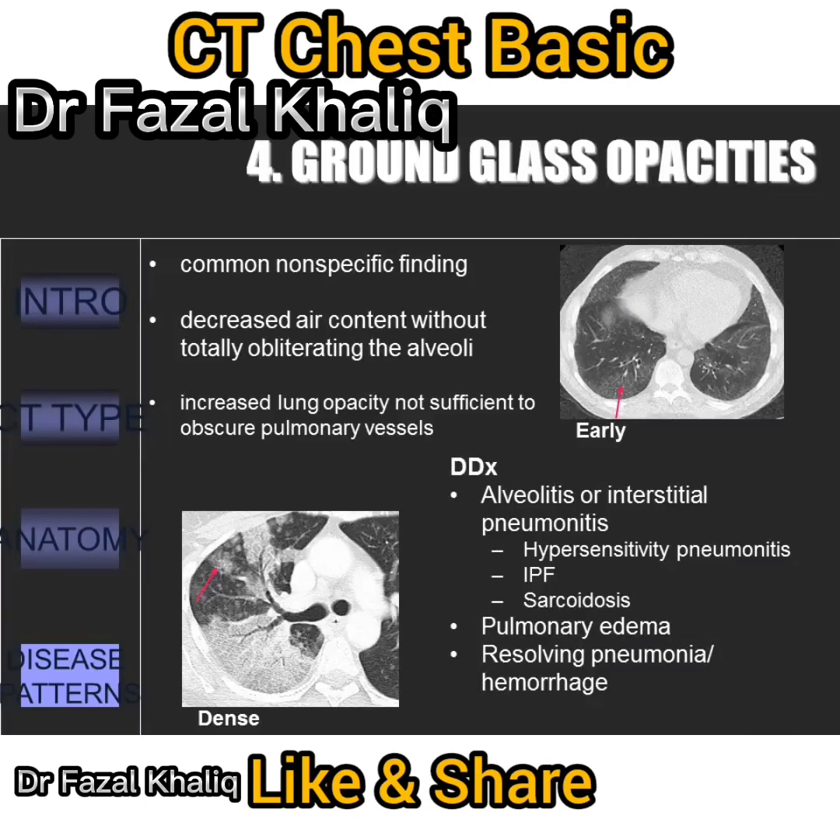Ground glass needs to be differentiated from a true consolidation. In true consolidation, the area appears white because the lung opacity is obscuring the vessels. In ground glass opacity, the degree of increased lung opacity is not sufficient to obscure the pulmonary vessels. Thus, if we look at the images here, you can see vessels running through.